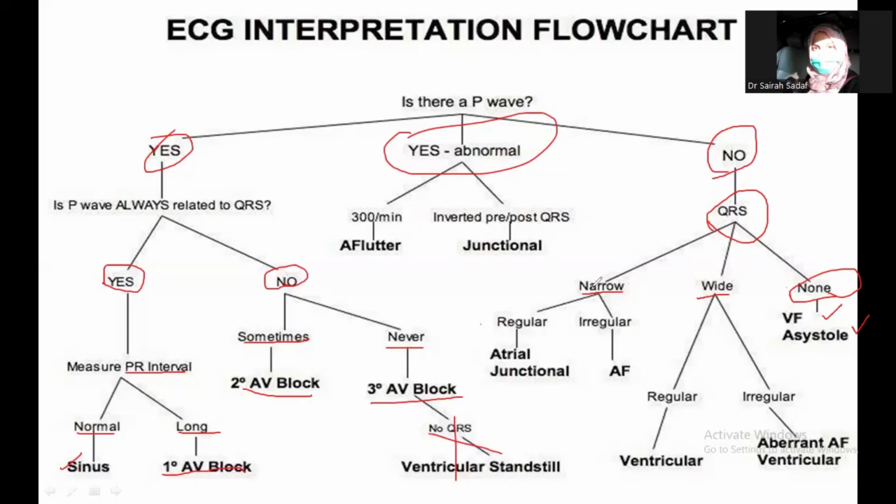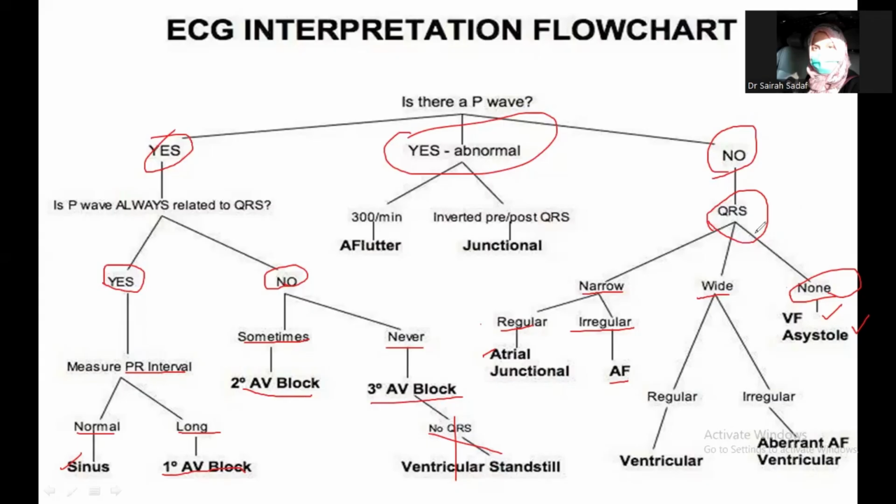Now, if QRS complex is narrow, remember the narrow complex tachycardias? Remember? So now, if QRS complex is narrow, you have to look if it is regular or irregular. If it is regular, it may be atrial junctional rhythm, or it may be SVTs. Or if it is narrow but irregular, it is atrial fibrillation, flutter, all those. Okay, that is the chart we made earlier.